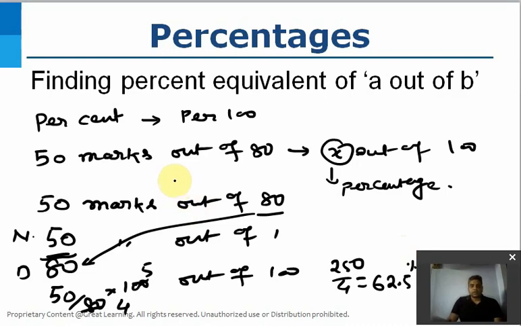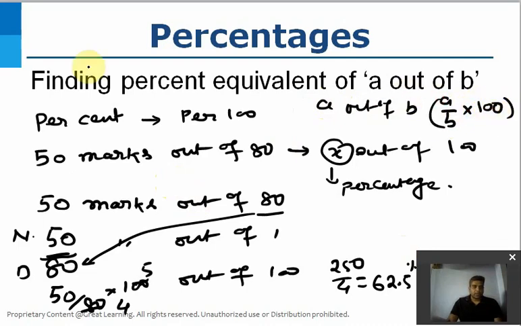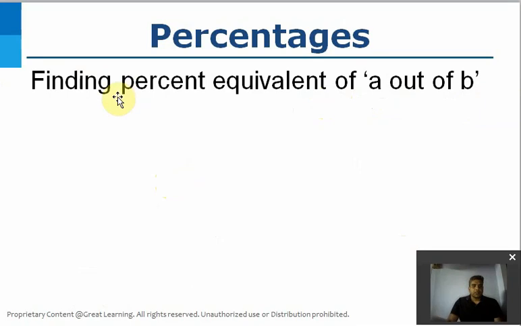So this way you find out how much percentage you have got in a given scenario. What I have done is, I have been given a scenario that a out of b. I have just simply written that scenario in terms of fraction a by b, and then I multiplied that by 100 to find out the percentage. Let's move to the next and see in a different scenario how we do that.